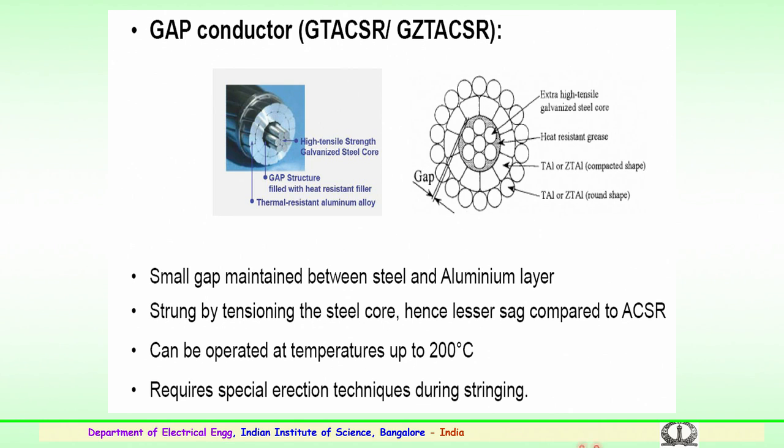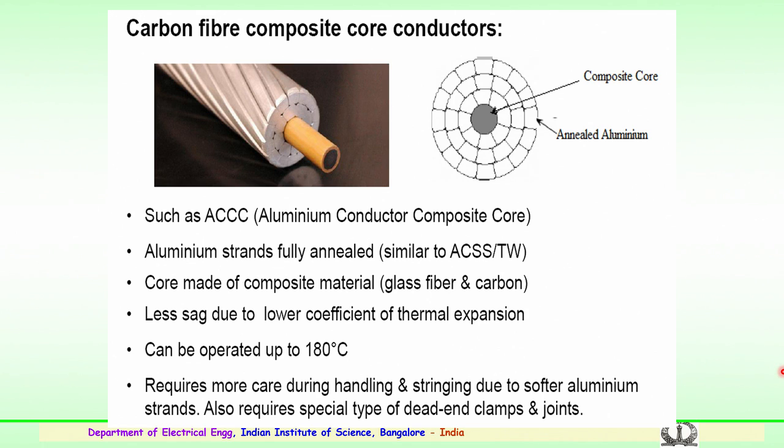So, this conductor requires special erection techniques during stringing. The fourth is the carbon fiber composite core conductors. This is a conductor which is shown here. You can see a number of conductors arranged in such a fashion with the center being the composite core.